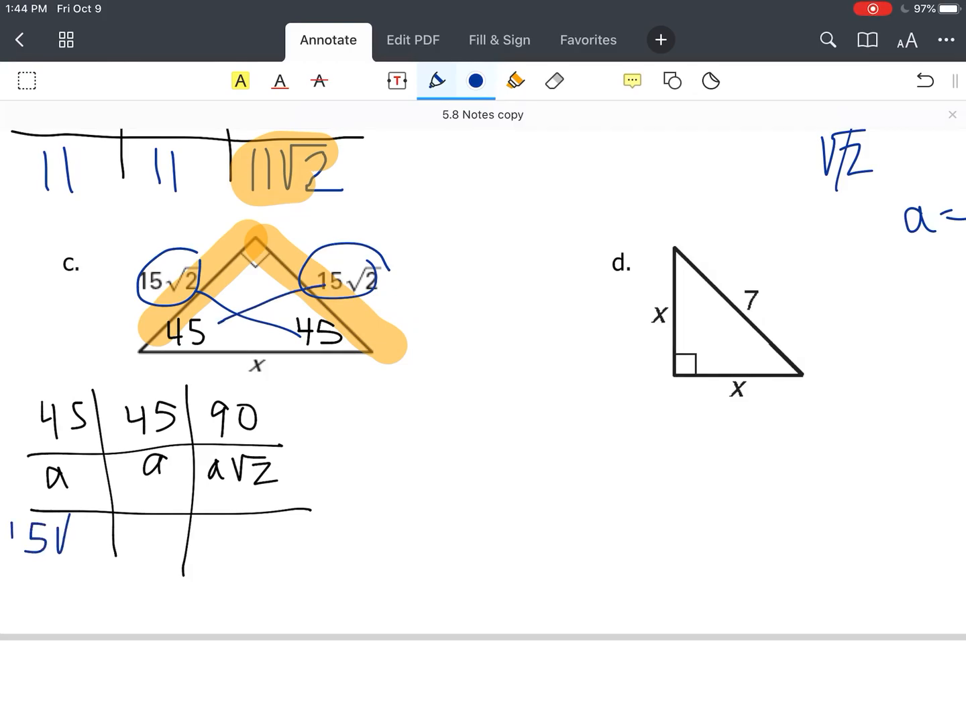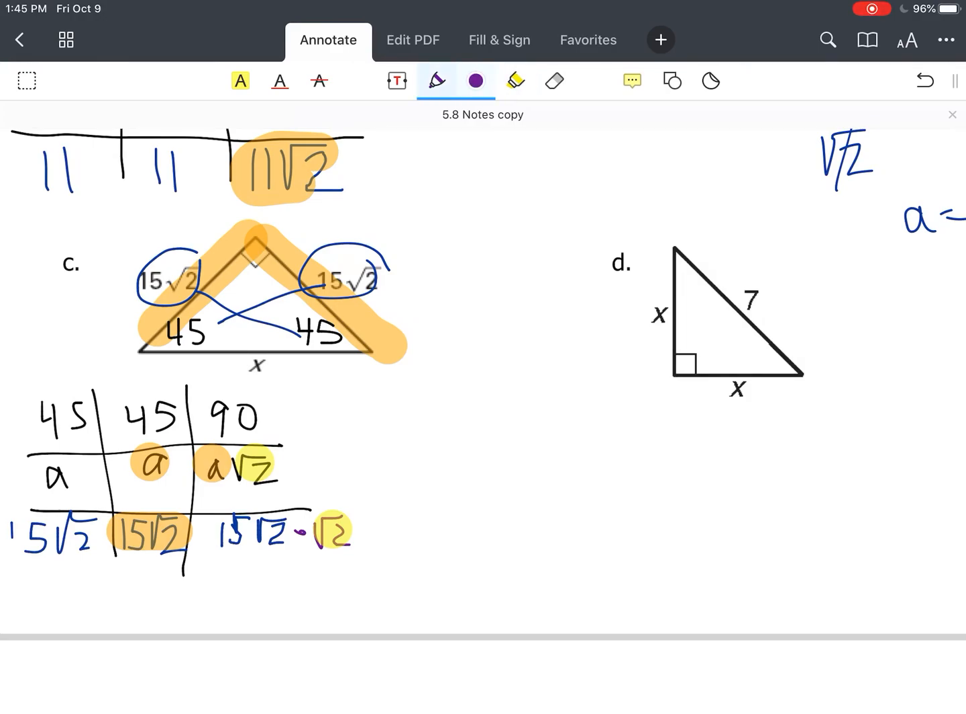Now, they gave me 15 root 2, and those are both opposite 45. So I can go ahead and write 15 root 2 underneath both 45s. So what this is saying is that A root 2 is equal to 15 root 2, so these root 2's are the same.